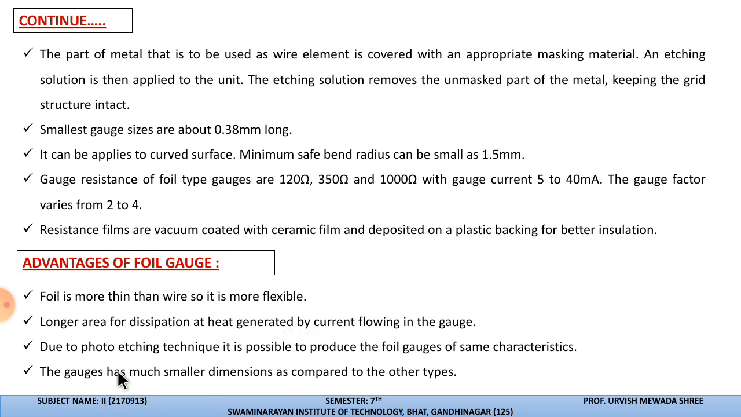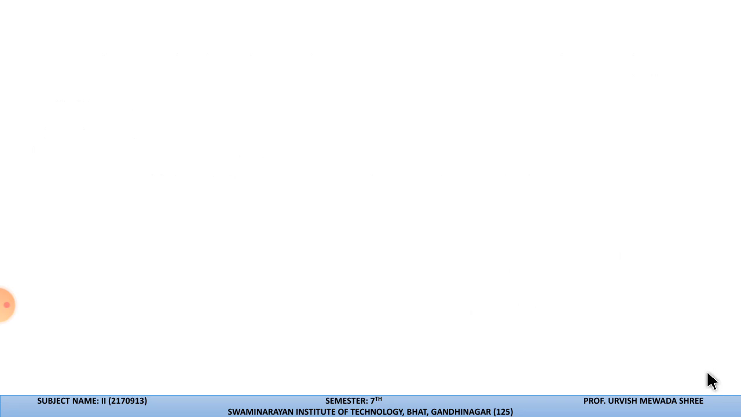Now the fourth advantage of this foil gauge is that it has much smaller dimensions as compared to the other types, so we can use it very widely for industrial purposes, as per our requirement. When the space is very small or very less, at that place we can use such a kind of strain gauge. So this was the foil strain gauge.